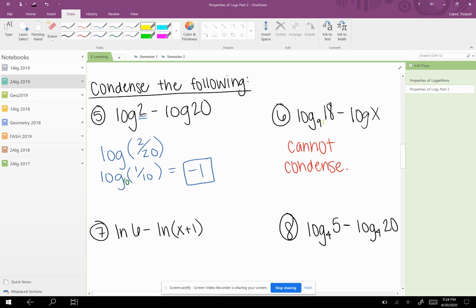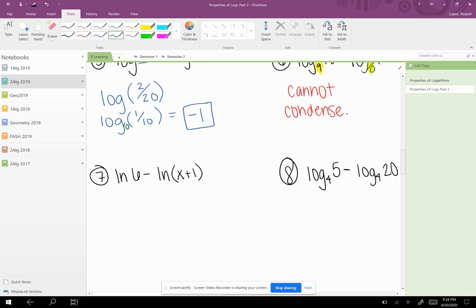If you said because these logs have different bases, then you are absolutely correct. Again, this rule only works if your logs have the same base. So that first log has a base of 9, that second log has a base of 10. We cannot condense because the bases are different. Okay, let's try number 7.